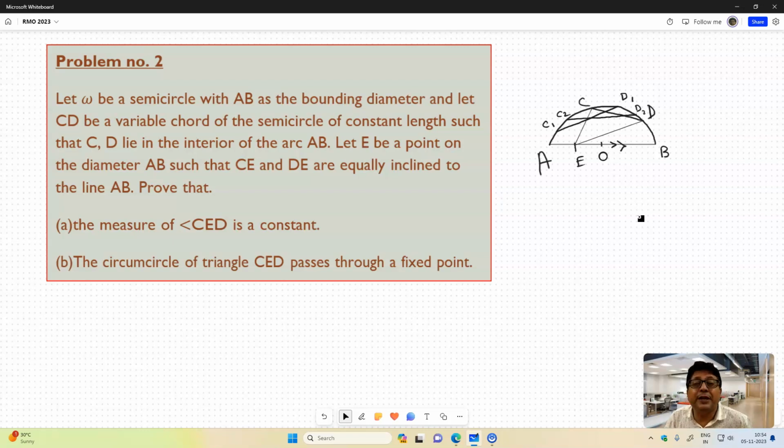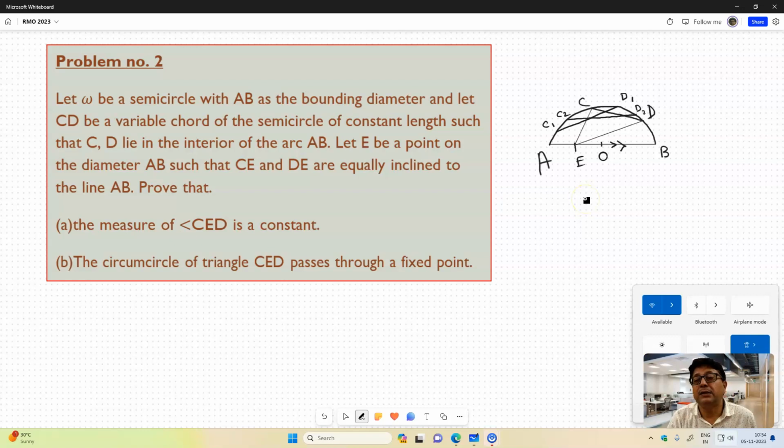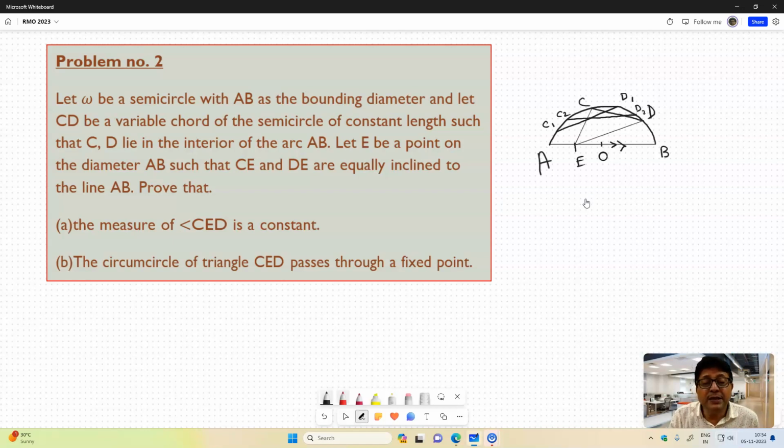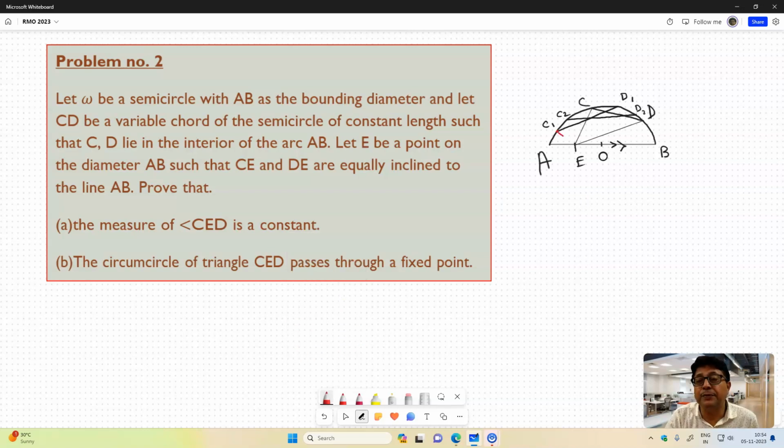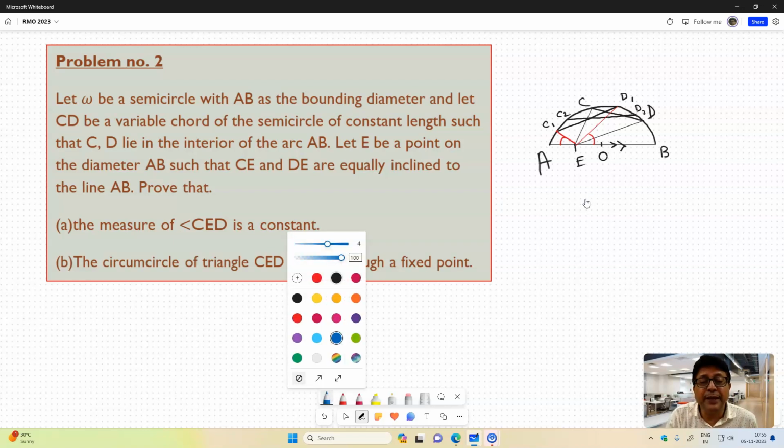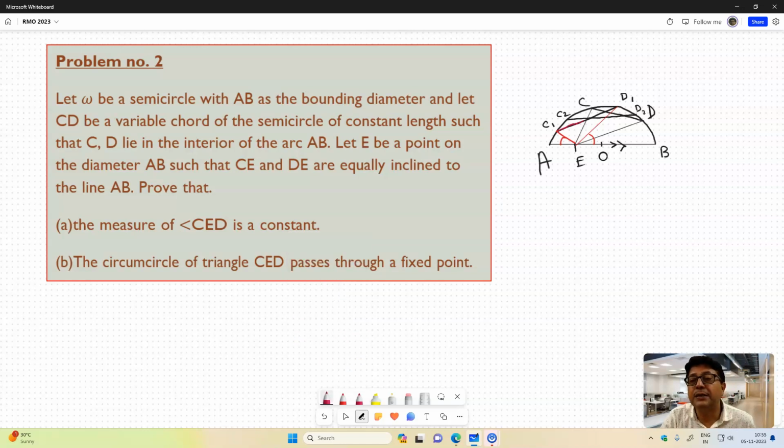So first we need to draw a diagram where it seems that at least ED and EC making equal angle with AB. So I will be suggesting you to take the variable chord this manner, say a position of C1 D1. If you are not happy, you can change. Okay. So this angle approximately equal to this angle. So suggested position of the chord will be like this. I mean this, C1 D1.